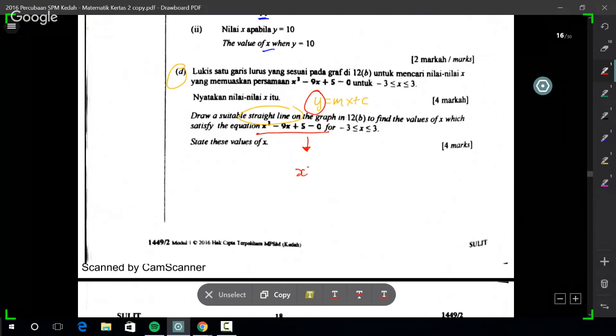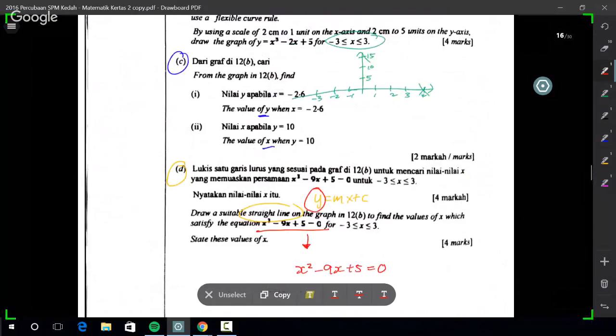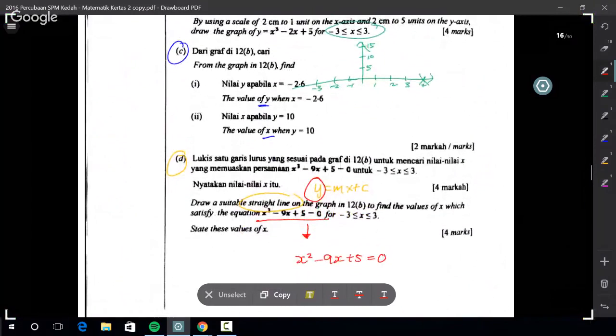So I will say x squared minus 9x plus 5 equals 0, isn't it? I guess this is equal to 0. If not, there's no way we can do it, because there's no equal sign there. So the equation given on the top there, and this is x cubed, I guess. The equation given is y equals x cubed minus 2x plus 5.